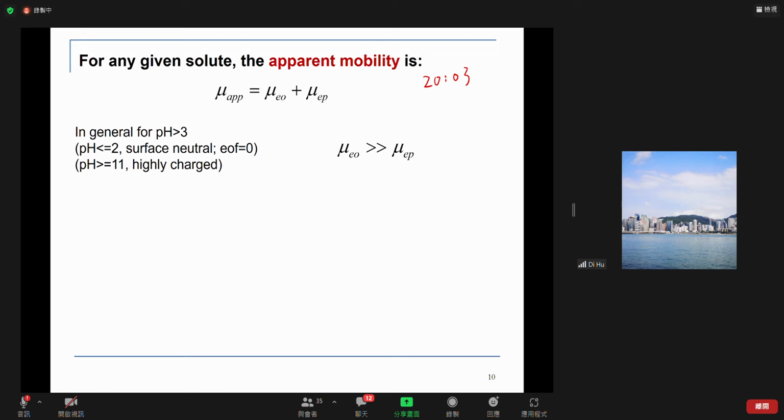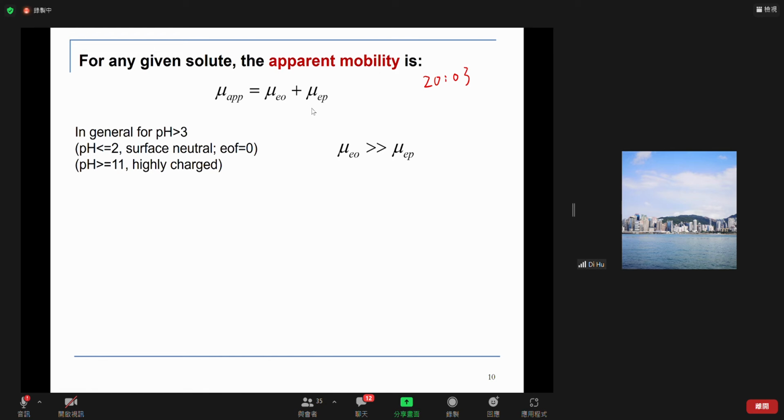So we just finished talking about what the EOF is and what influences it, and what the EP is and what determines it. Now let's put them all together for an overview of the apparent, total mobility. For any given solute, the apparent mobility equals mu EOF plus mu EP, the electrophoretic mobility plus the electro-osmotic flow.